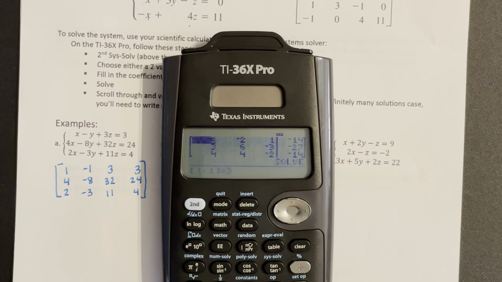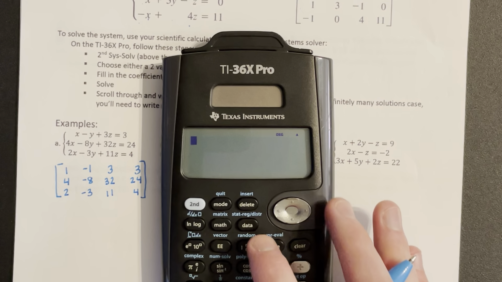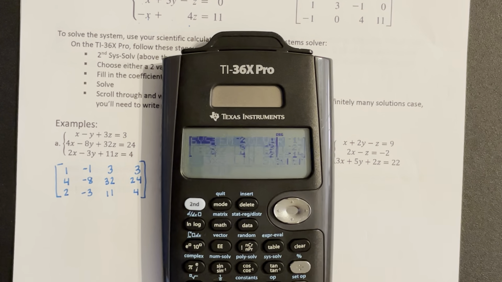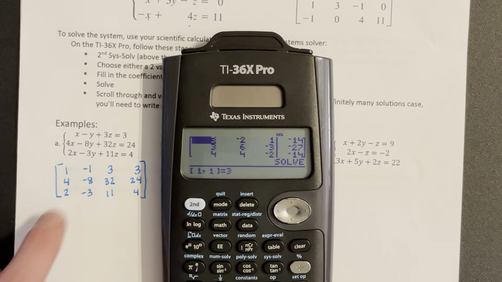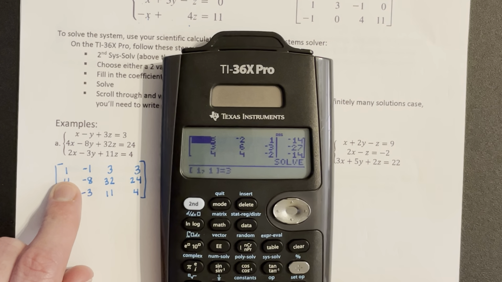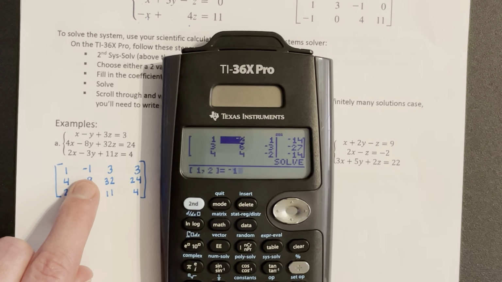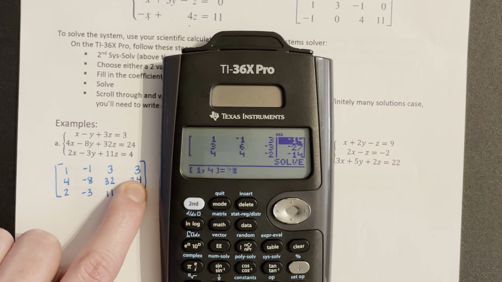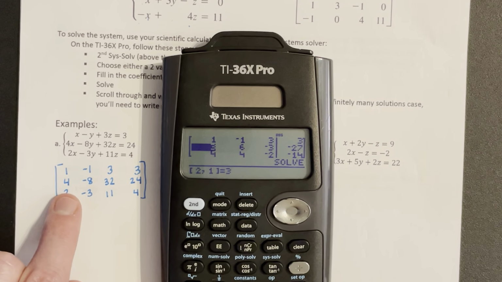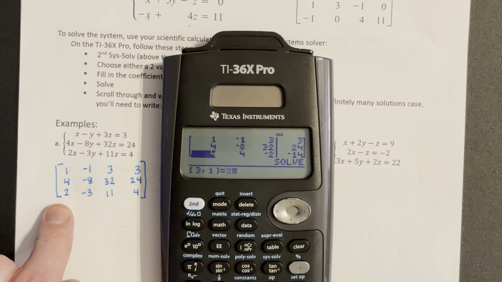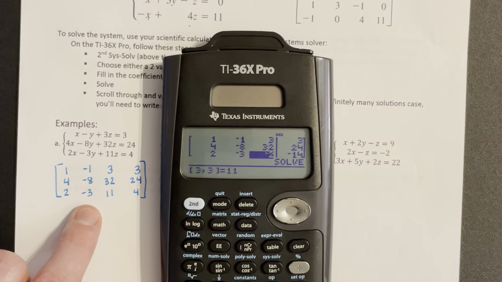So I go down here to 3 by 3, and we just put in the numbers that we needed to. So I still got old ones in here, but I'm just going to make sure that I put in the numbers. So 1, that's got to change to a 1. -1, equals 3. And then the last column was the constant row, so it should equal 3. We had 4, -8, 32, 24. 2, -3, 11, and 4.